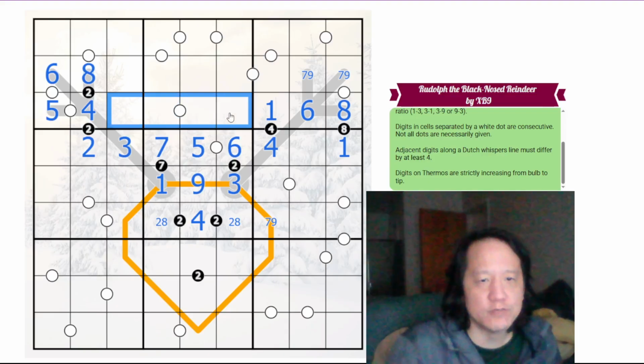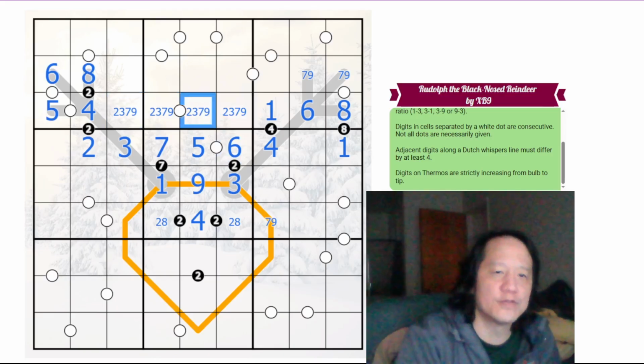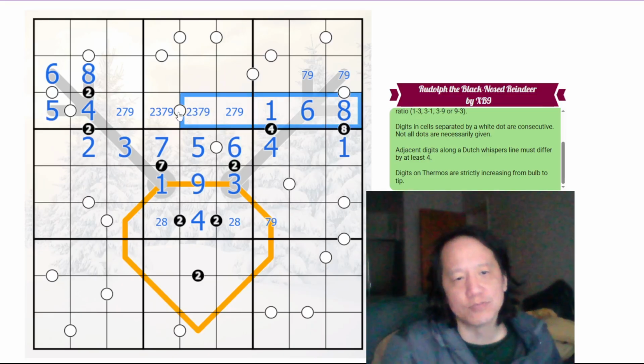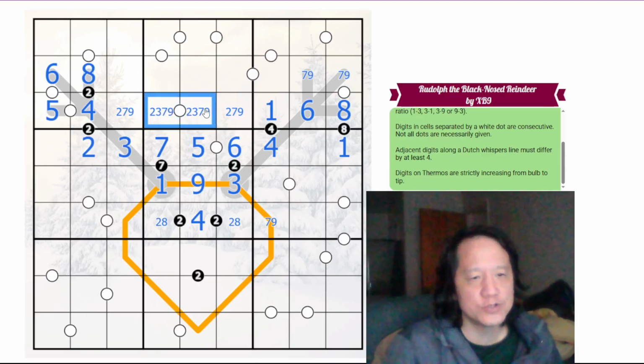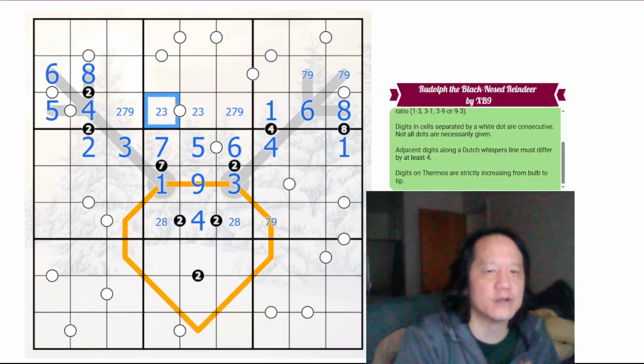Remaining digits in row 3 are 2, 3, 7, 9. 3 cannot be here, and 3 cannot be here. Where's 3 in this row? It must be one of these cells next to a white Kropke dot, and 3 is only consecutive with 2 out of 2, 7, or 9. So this has to be 2 and 3 here, which eliminates 2 and 3 in the rest of the row.